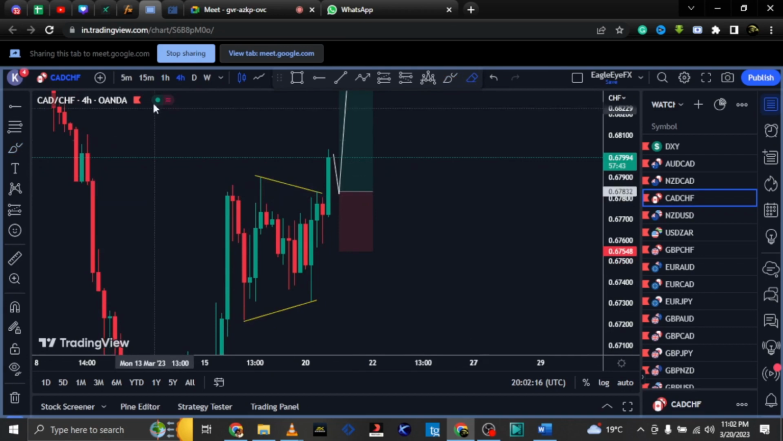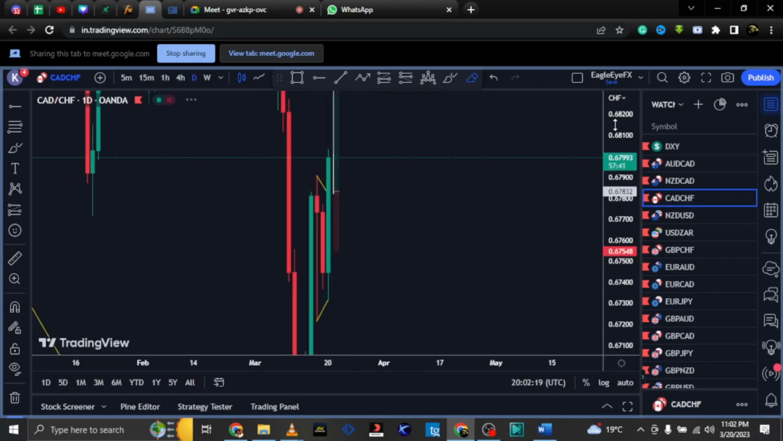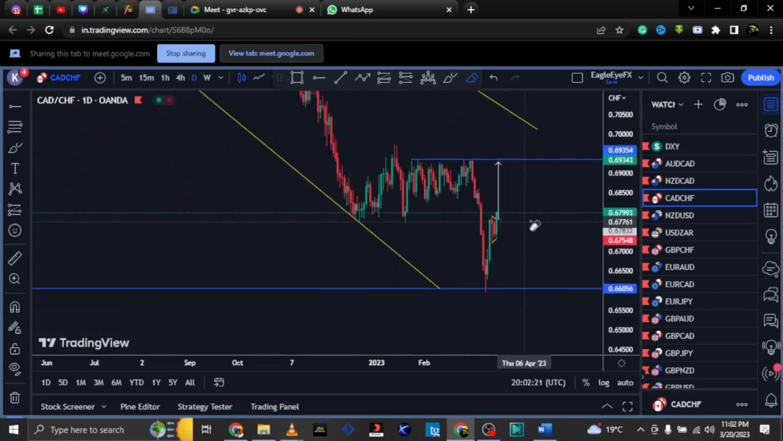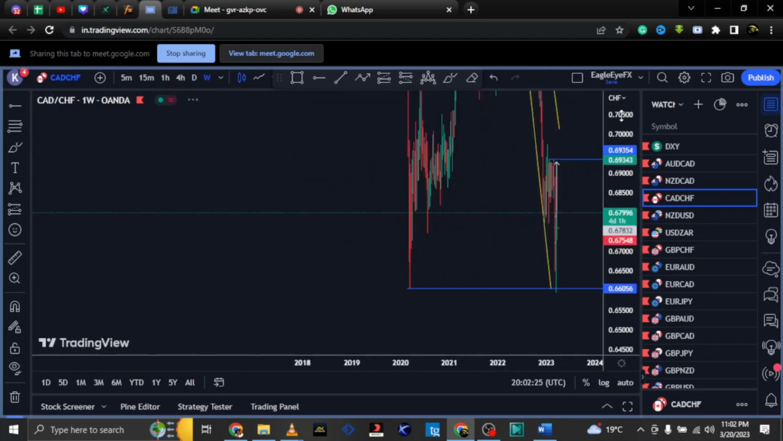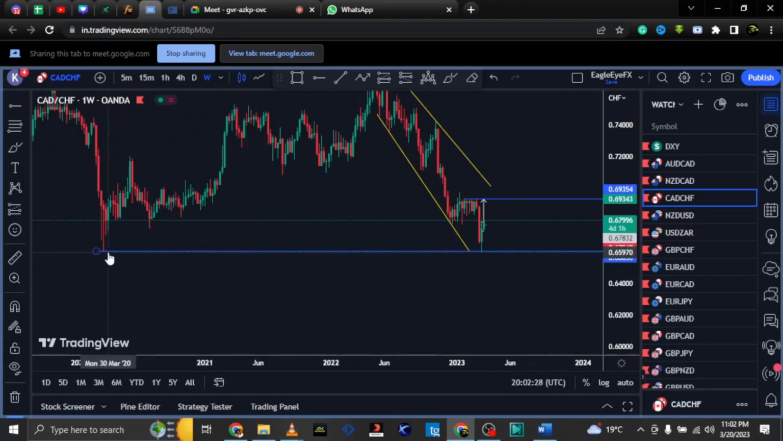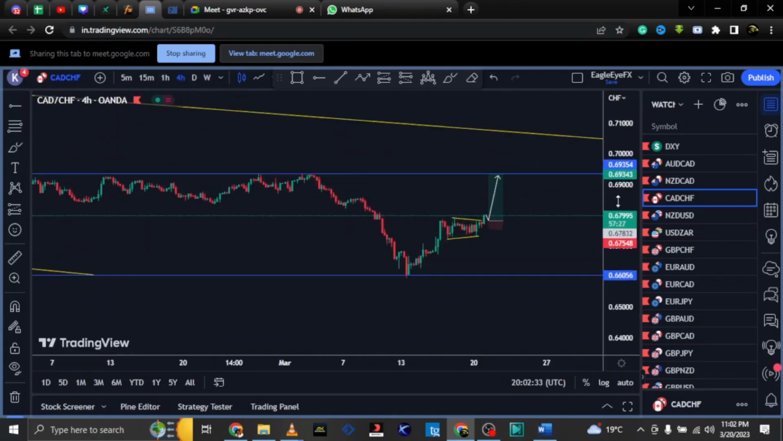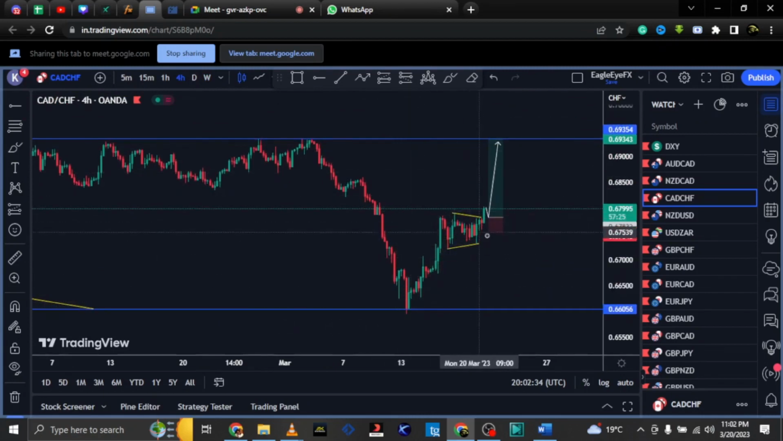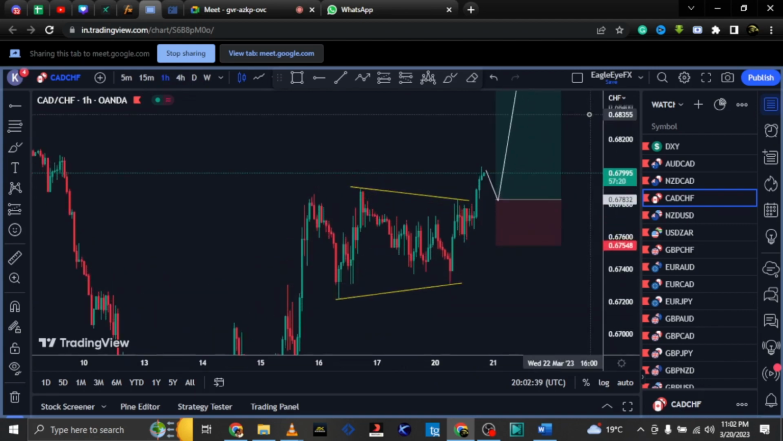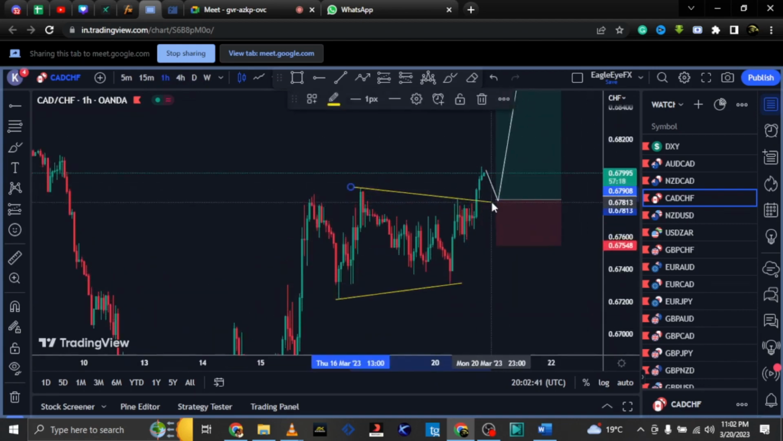from a higher time frame, from the weekly time frame, you can see that we are coming from a clean double bottom. Then we had an impulse move and correction. So of course we've already broken this out, so maybe we can wait for a retest and see. We don't want to chase this.